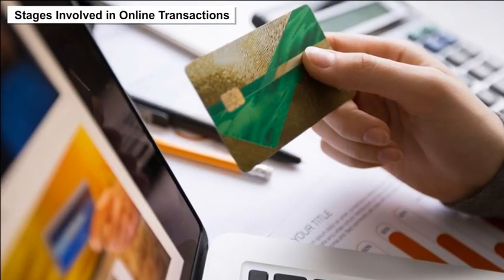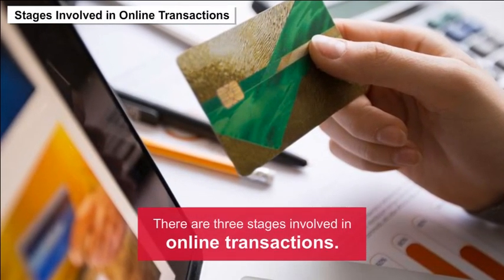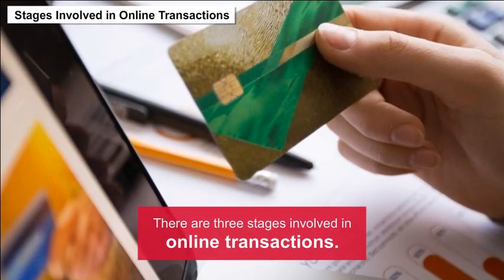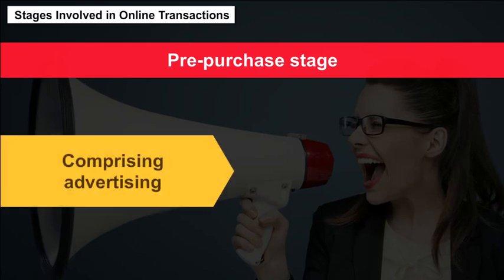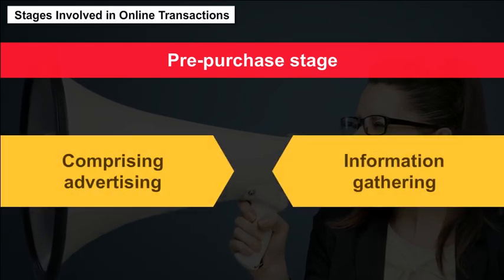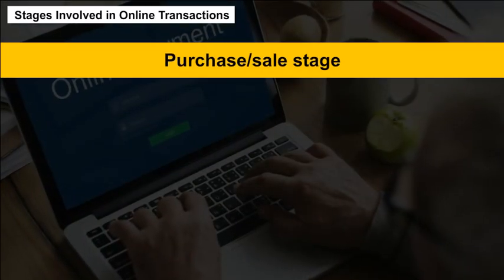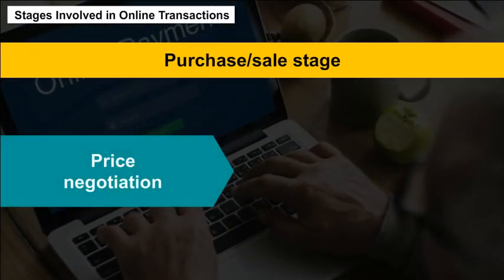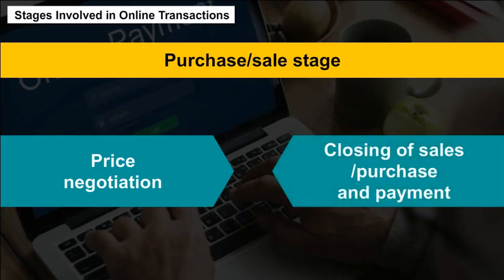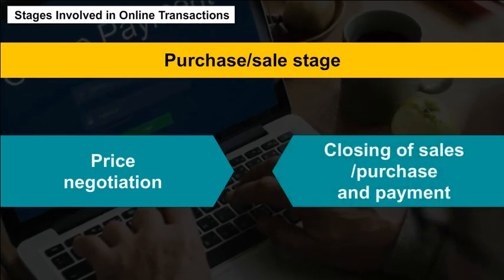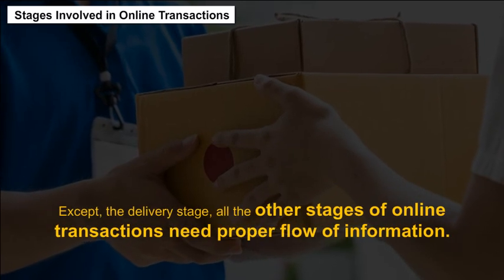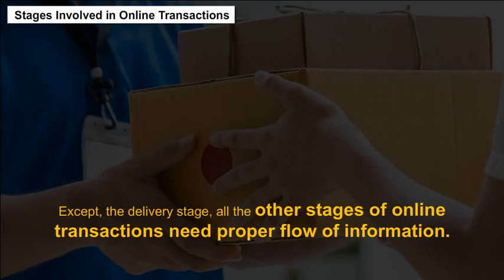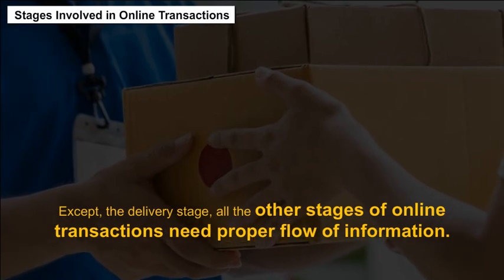Online transactions. Stages involved in online transactions. Chiefly, there are 3 stages involved in online transactions. Firstly, the pre-purchase stage, comprising advertising and information gathering. Secondly, the purchase or sale stage, involving price negotiation, closing of sales or purchase, and payment. Thirdly, the delivery stage. Except the delivery stage, all the other stages of online transactions need proper flow of information.